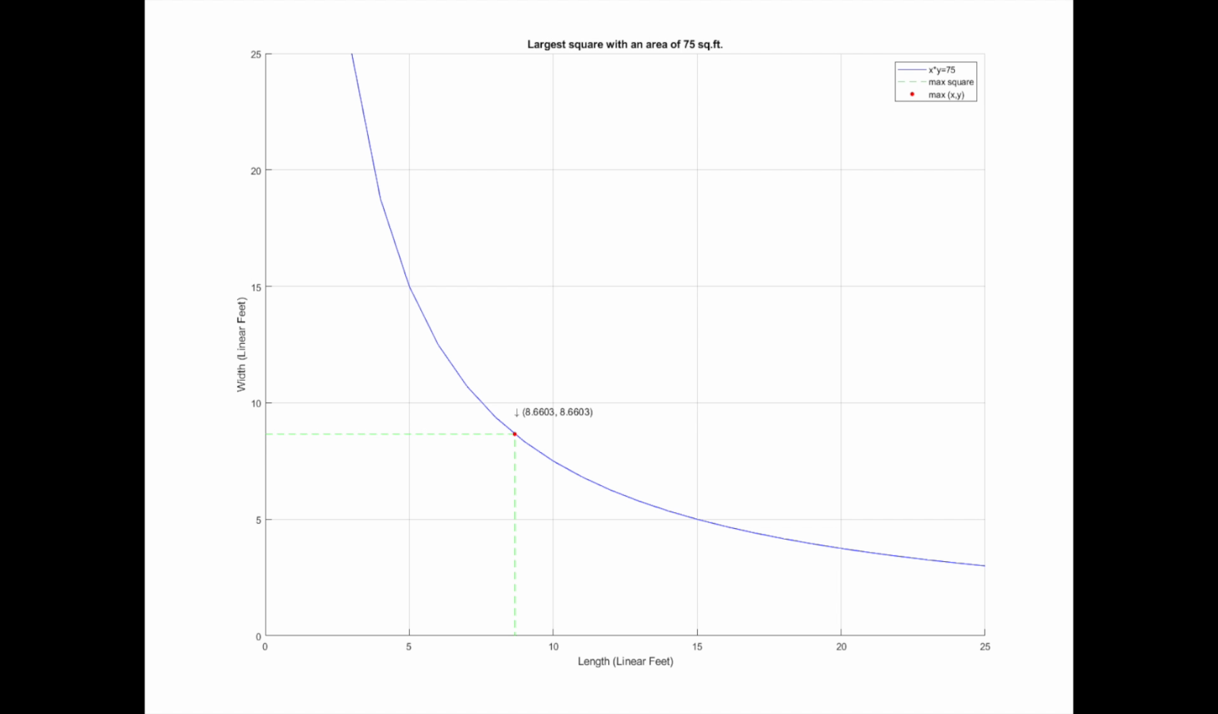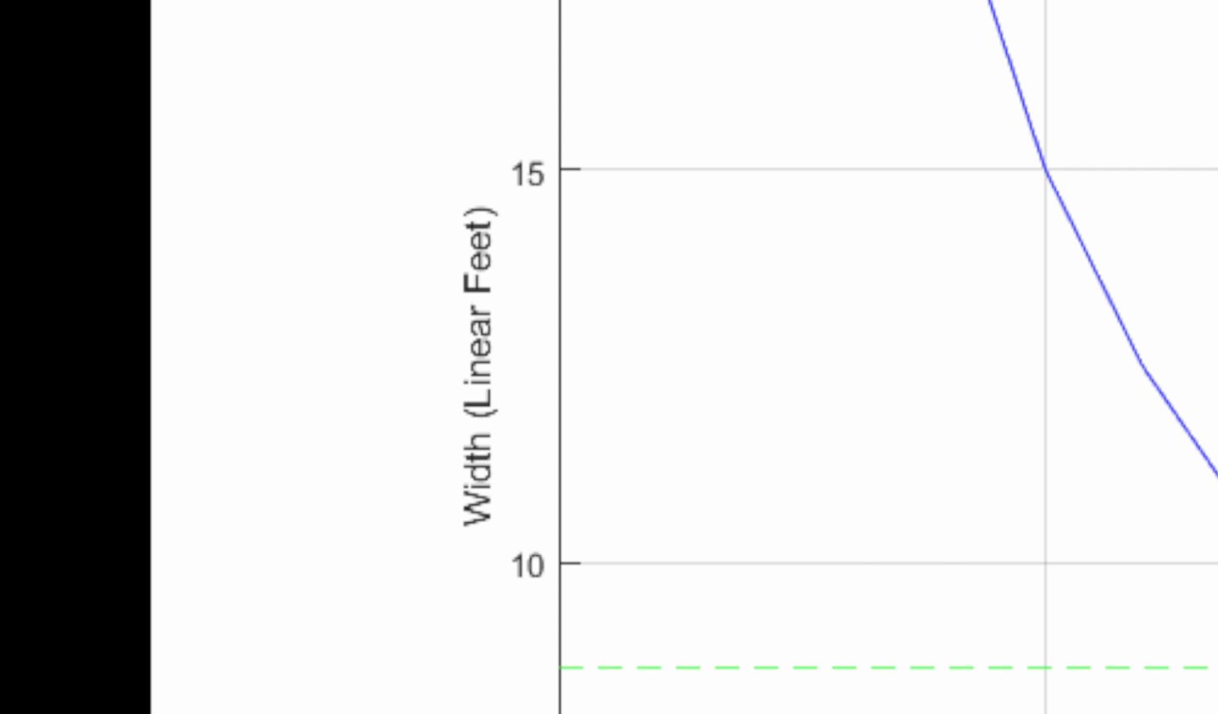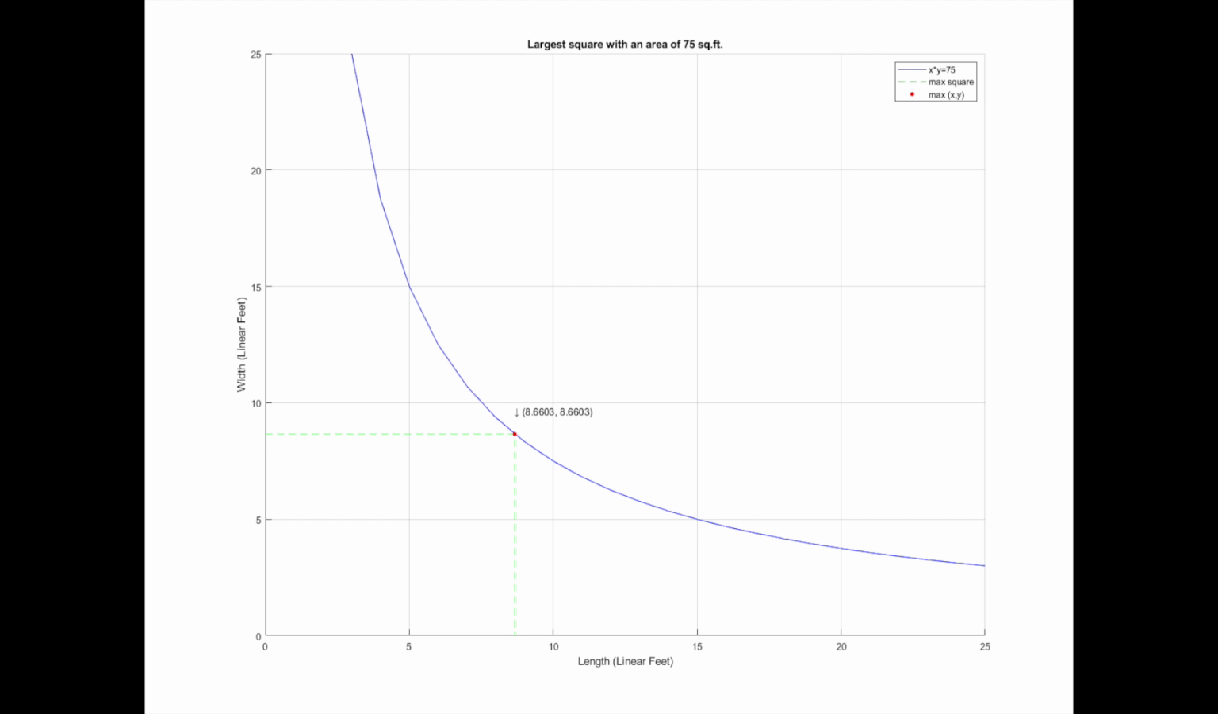I like to visualize problems because it helps me see what's really going on. This graph is particularly rewarding because it shows just how many different length times width combinations there are for a given rectangular area. I know it looks like a lot, but it's pretty straightforward. On the axes we have length in linear feet and width in linear feet. This is basically how far we can go in either direction given the area that we have, 75 square feet.